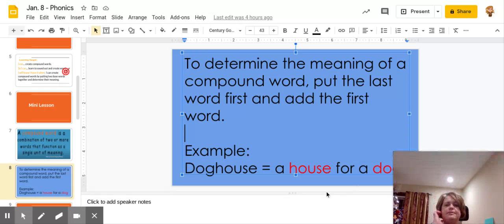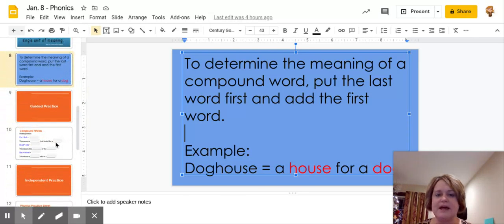Okay, so the example is doghouse. Doghouse. So it says use the last word first. So the last word is house. So I have a house. Then put the first word dog. So it is a house for a dog. That's the meaning of doghouse. A house for the dog. So you're putting the last word first and then adding the first word. Okay? Let's try a couple of these together.